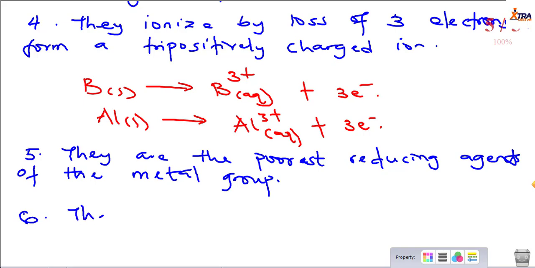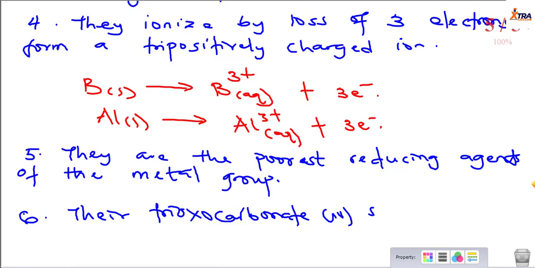So their trioxocarbonate salts are inexistent. Right? So we don't know whether they're thermoresistant or thermolabile, since they don't even exist.